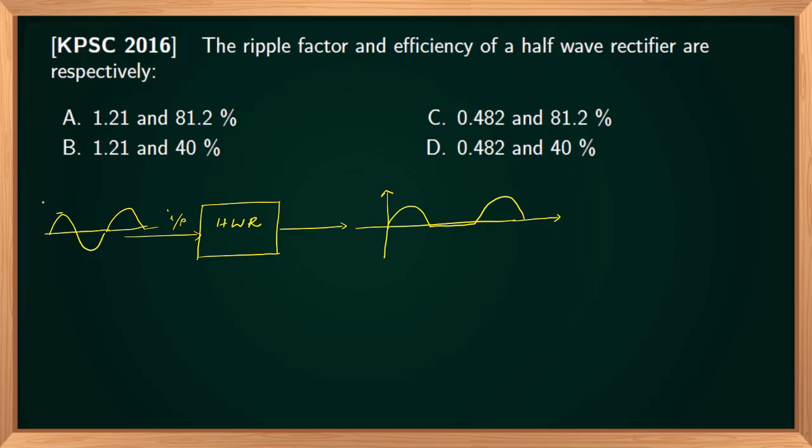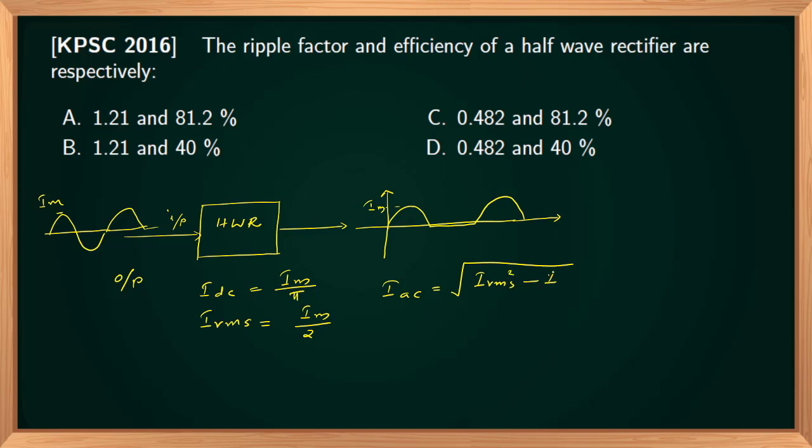If the maximum amplitude of current is Im, here also the maximum amplitude is Im. The average value IDC at the output, for a half-wave rectified signal, is Im by pi, and the RMS output is Im by 2. Now IAC, the RMS value of AC current, equals the square root of IRMS squared minus IDC squared, that is, the square root of (Im by 2) whole squared minus (Im by pi) whole squared.